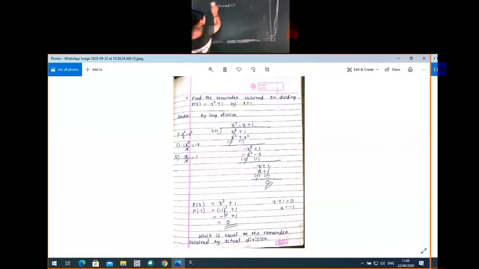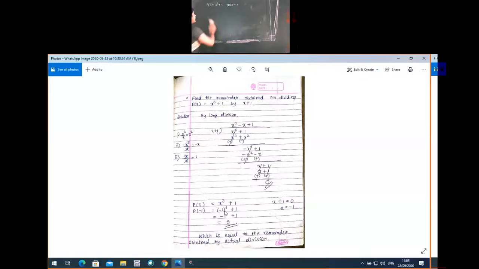So board is visible, no? Okay, I'll write the problem. P of x is equal to x cube plus 1, that is divided by another one, I'll take g of x. Divisor I'll take as g of x, that is x plus 1. Is it visible, students?